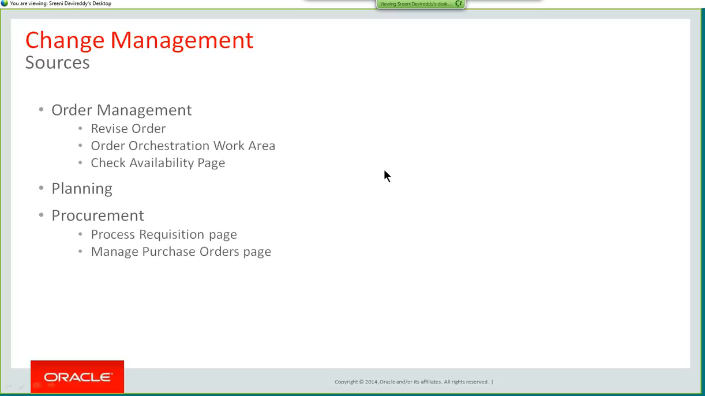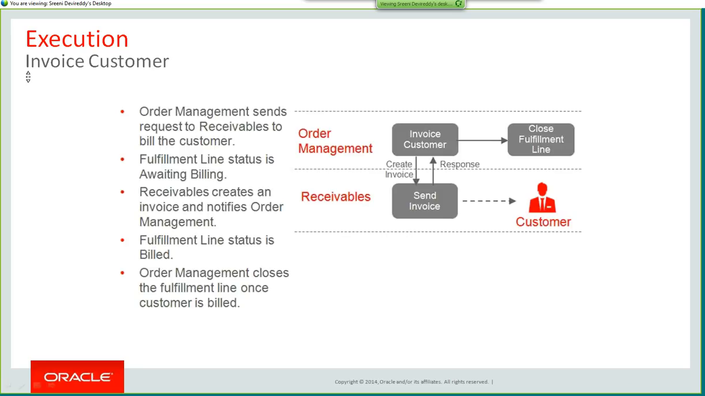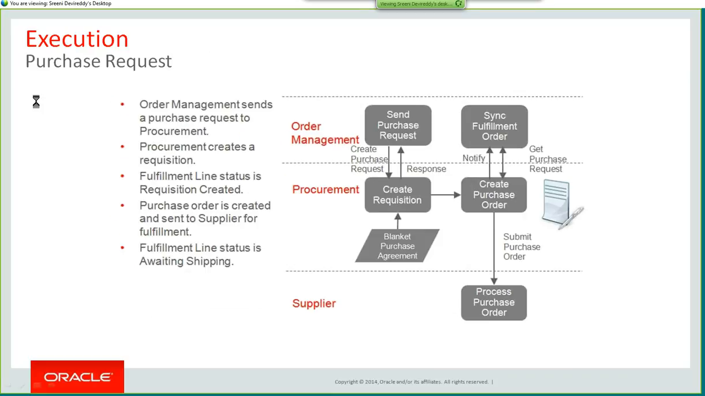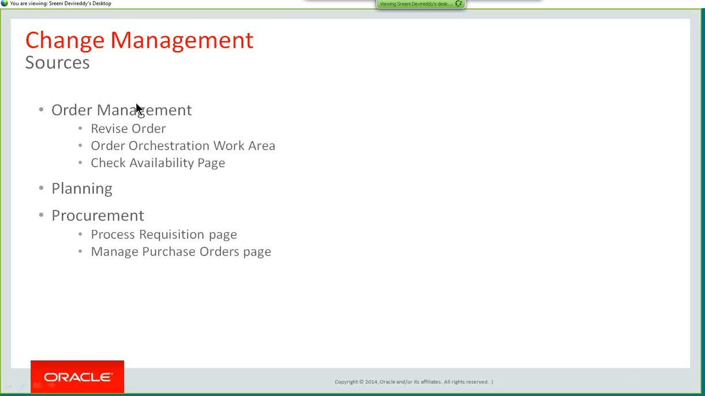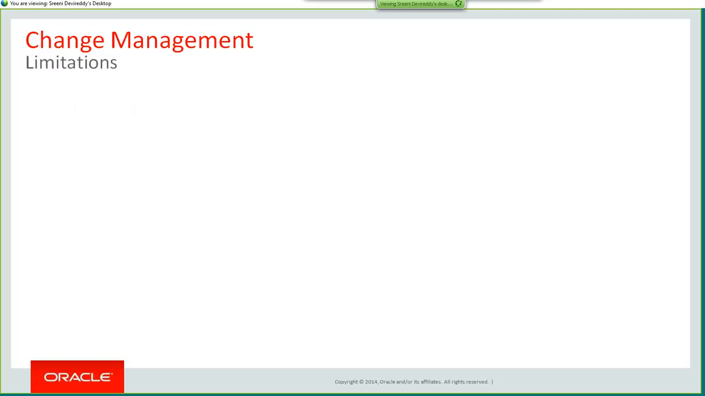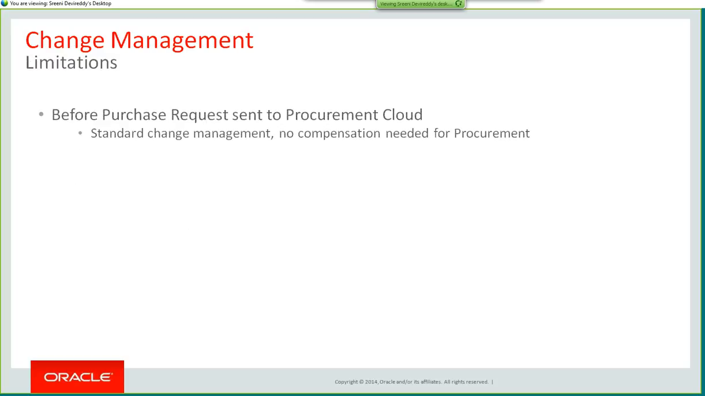It can come from several places. It can come from order management, meaning the order itself is being revised. Or it can come from planning: if the order request originated from the planning module, the planning may now recommend something else. Or it could come from the supplier, meaning from procurement. Let's look at each of these cases and what the limitations are at the moment.